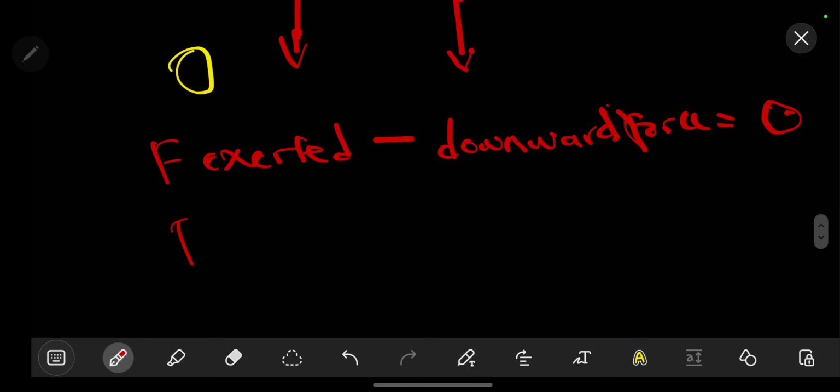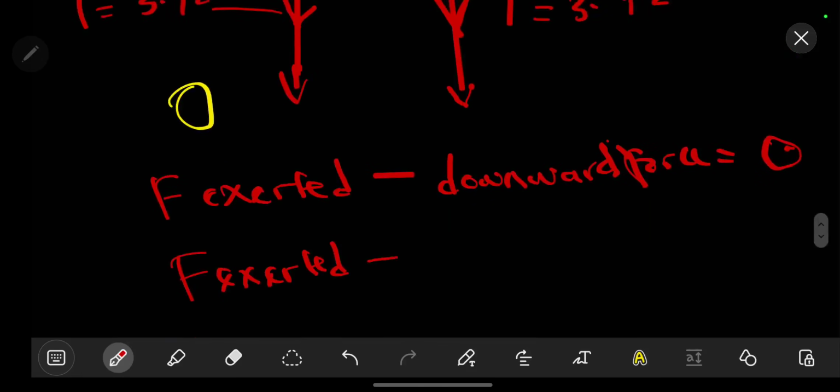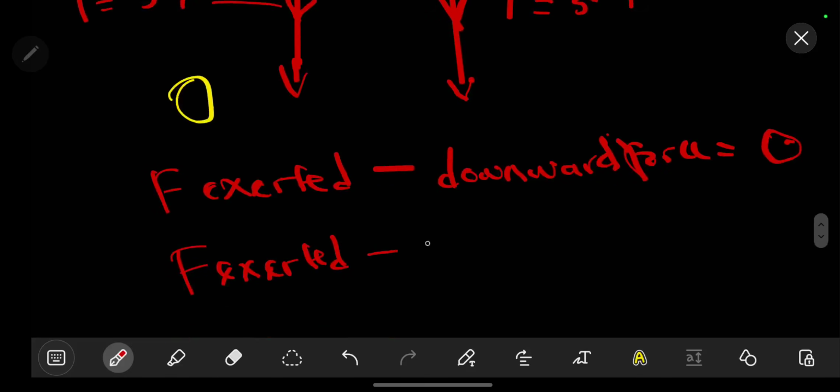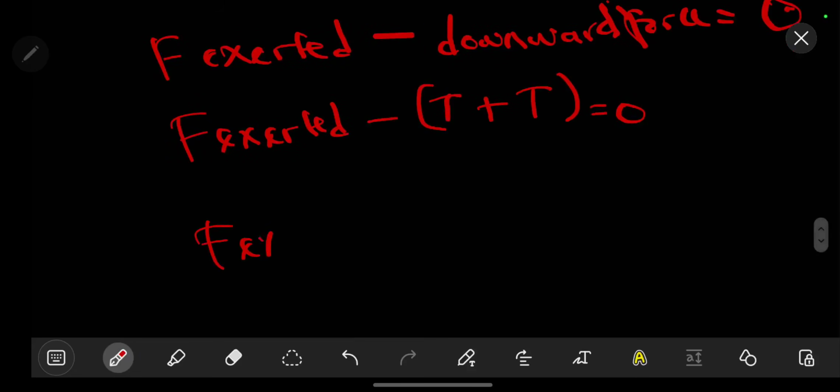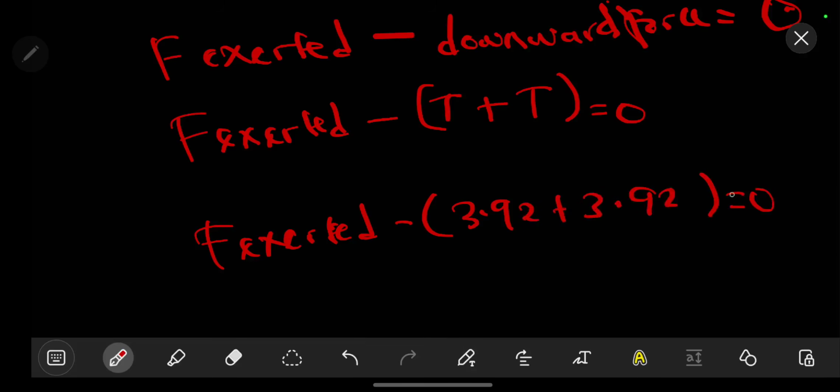So the force exerted minus the downwards force, which is this tension, but it is on two sides, so we can say minus the tension plus the tension on one side should be equal to 0. So what we have is that the force exerted should be equal to, we have minus our tension is 3.92 plus 3.92, this is equal to 0.